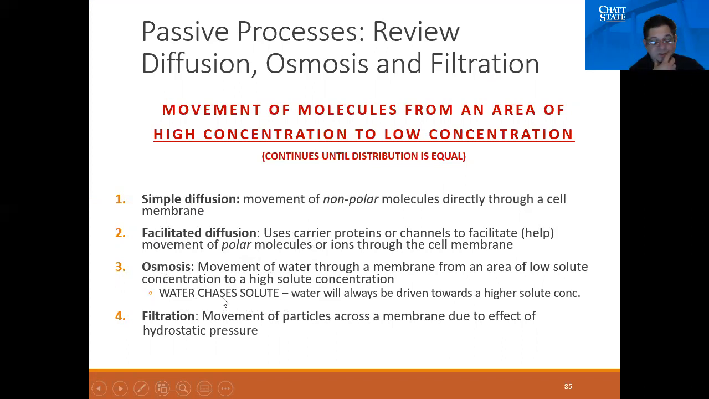It'll always be driven towards higher solute. That's the nature of water. It wants to equilibrate everything. But in doing so, realize it's always going to move down its own gradient. Definitely, definitely, definitely.